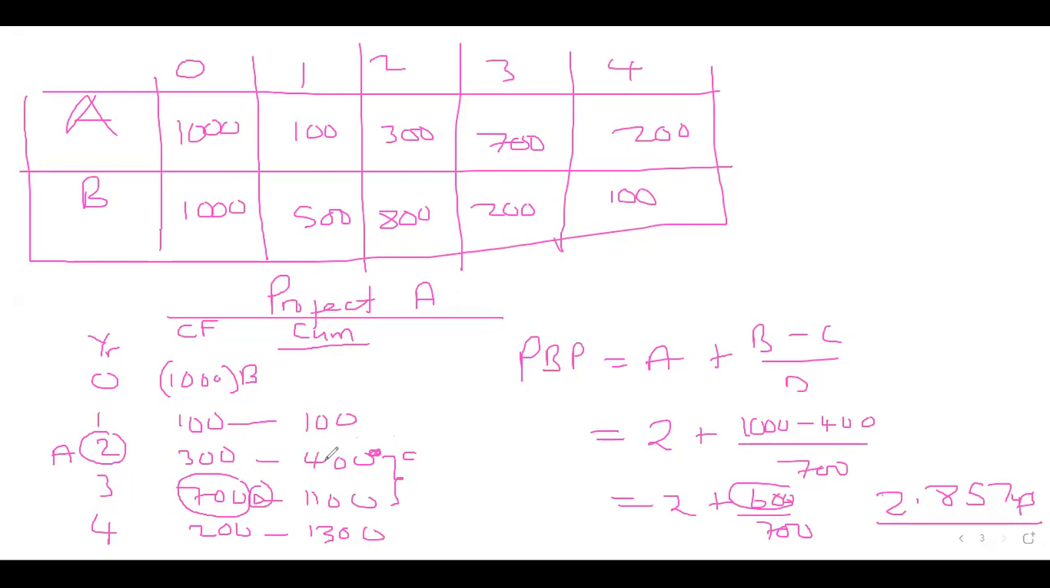So here, if there was 800, how much do we need to get to 1000? It is 200. So we'll put 200 there. Then the next cash flow, which is 700.